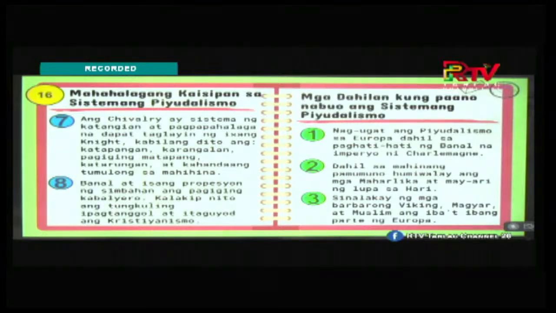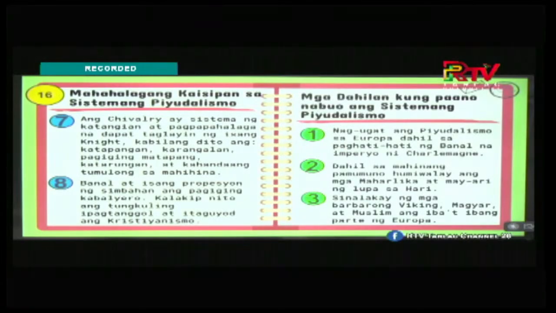Paano nga ba naitatag ang feudalismo sa gitnang panahon? At ating alamin ang mga naging dahilan kung paano nabuo ang tinatawag nating sistemang feudalismo. At ito ay ang mga sumusunod. Una, nag-ugat ang feudalismo sa Europa dahil sa paghati-hati ng banal na imperyo ni Charlemagne. Pangalawa, dahil sa mahinang pamumuno, humiwalay ang mga maharlika at may-ari ng lupa sa hari. Pangatlo, sinalakay ng mga barbarong Viking, Magyar at Muslim ang iba't ibang parte ng Europa.